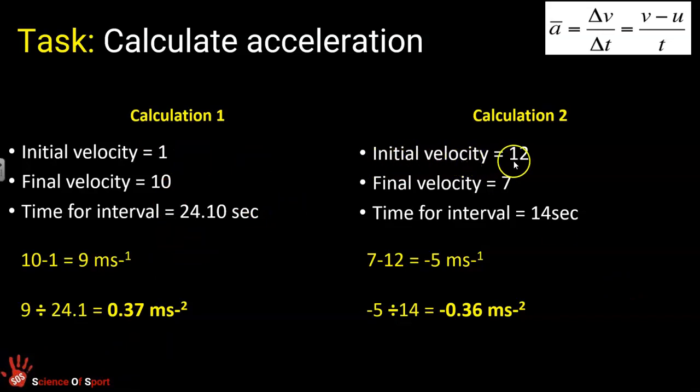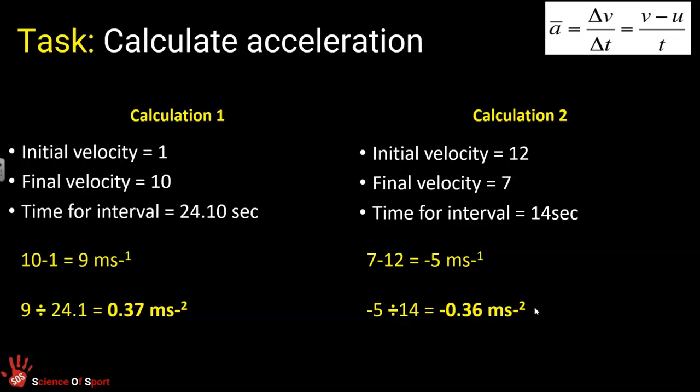If the initial velocity was 12 meters per second, the final velocity was 7 meters per second. That gives us a final minus initial, 7 minus 12, gives us a minus value, minus 5 meters per second on the top row. And the time it took was 14 seconds. So we've got minus 5 meters per second over 14 seconds, which gives us minus 0.36 meters per second squared.